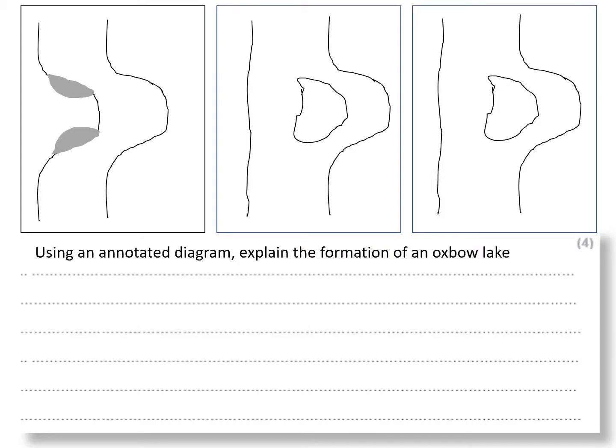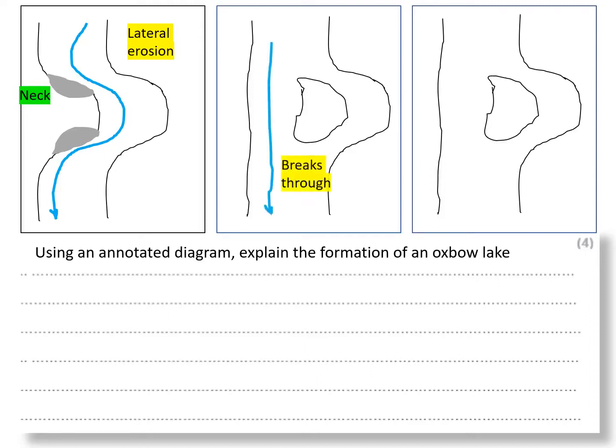Please pause the video and get your page to look like this. We need 3 boxes. We need to understand the formation of this bizarre shaped lake called an Oxbow lake. So in the first box, the first thing we need to write is that lateral erosion happens, and lateral erosion affects the neck of the meander. In the second box, our diagram needs to show that the neck has got broken. The water has broken through the neck of the meander. And now you can see, I'll just mark it on here, that this is where the old meander was. It's now starting to get cut off from the main river channel.